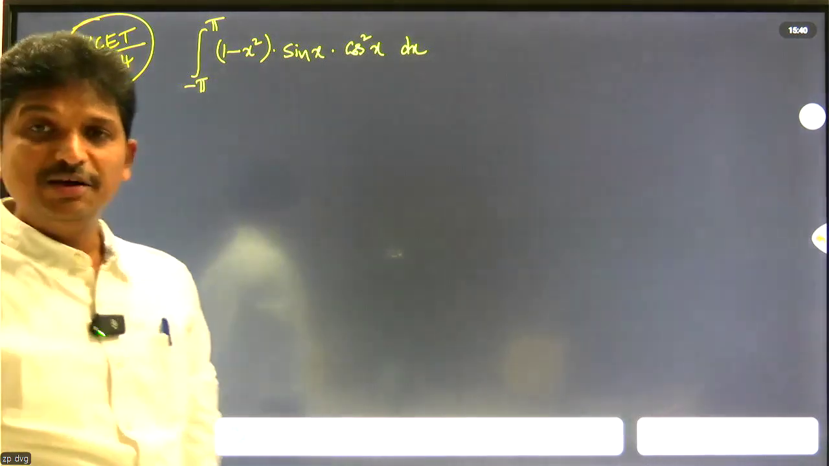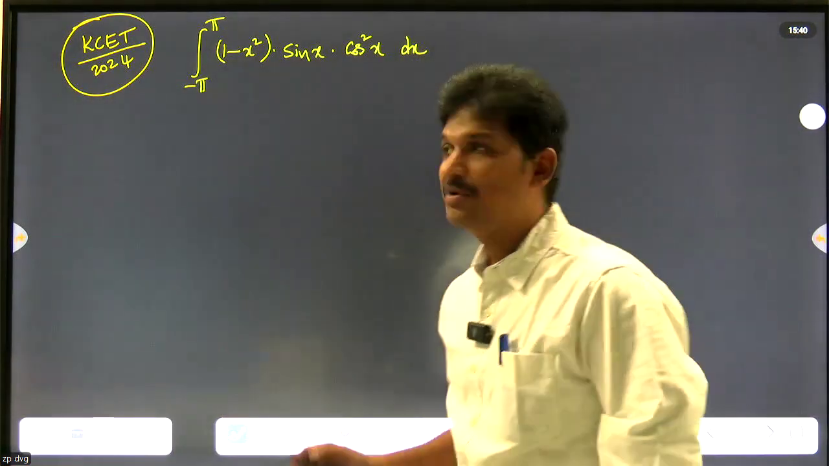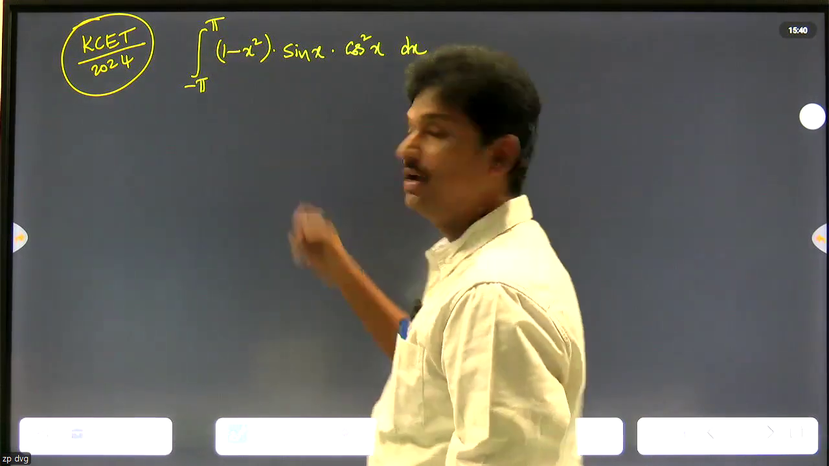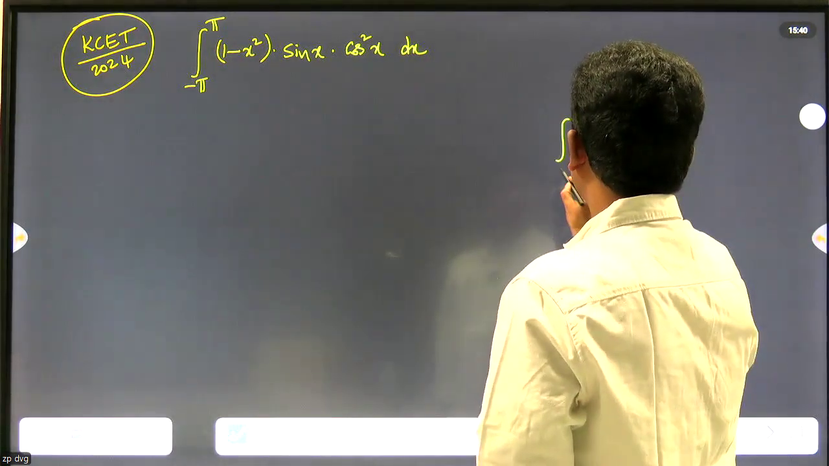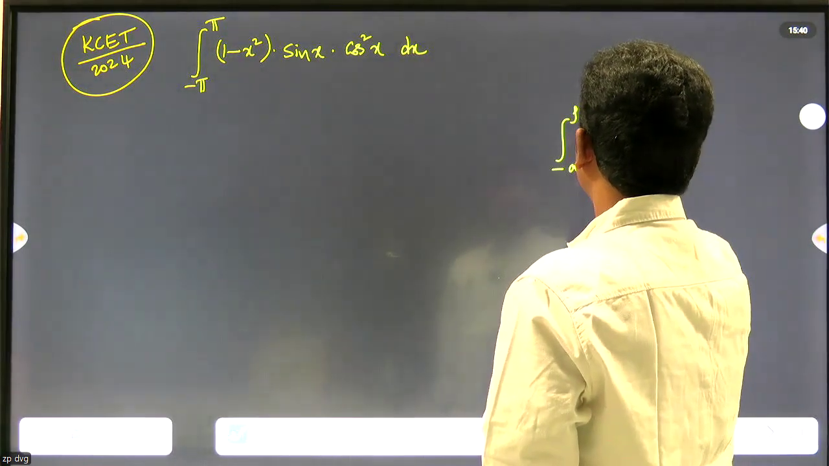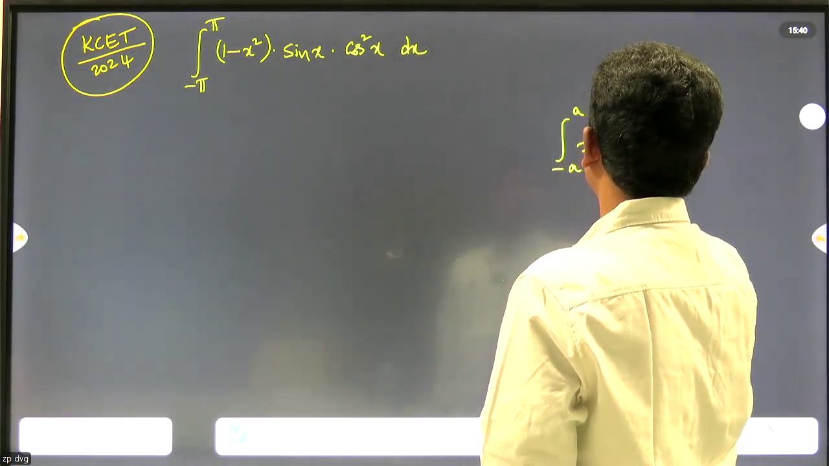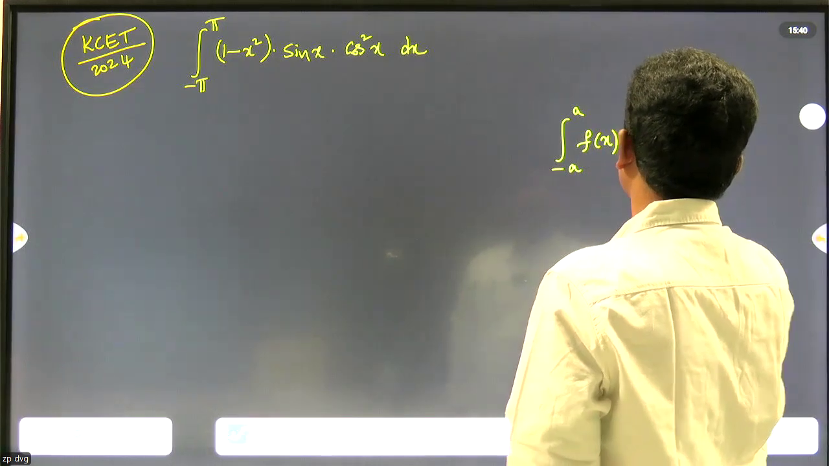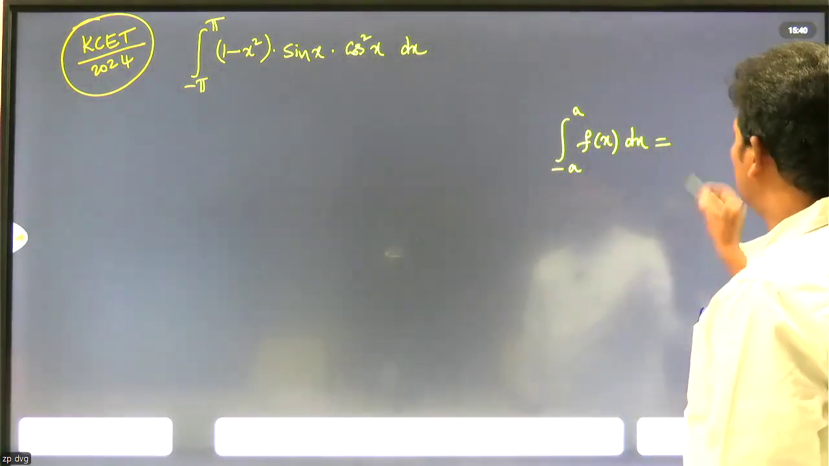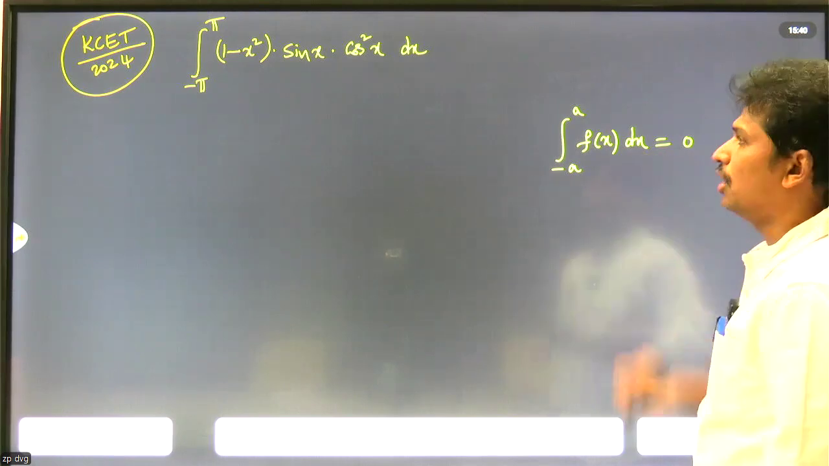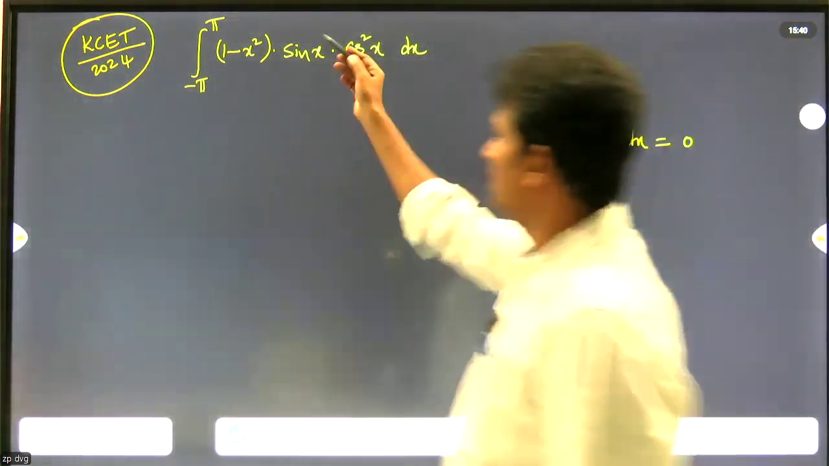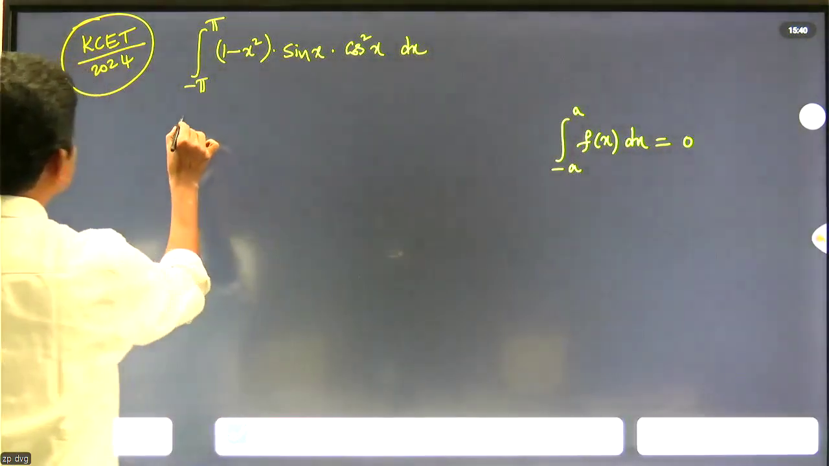Are you getting any idea by seeing this? See, limits are from where to where? Minus a to a are there. We have this integral of minus a to a f of x dx is 0 if f of x is an odd function, right? Minus a to a. I'll check whether this is an even function or odd function.